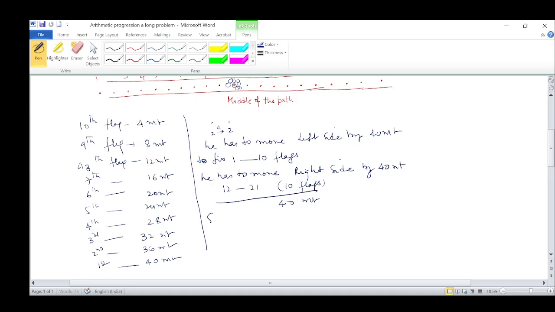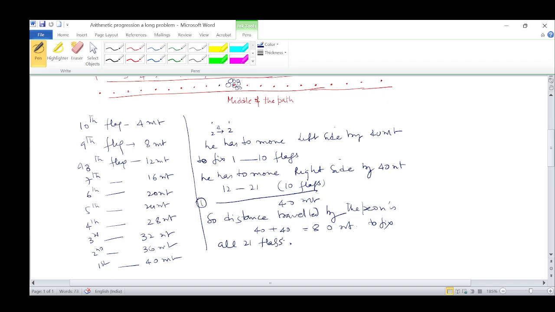So the first answer is the total distance travelled by the peon. It is 40 plus 40, which is 80 meters, to fix all 21 flags.